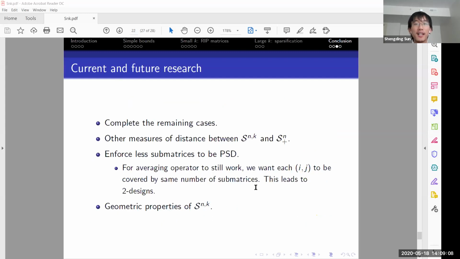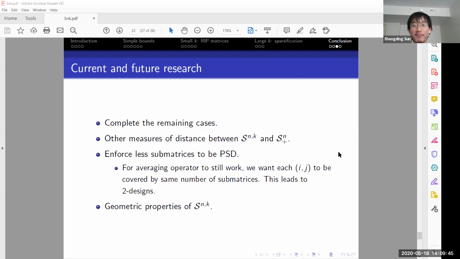So we will point out some current and future directions for research. The first thing is to figure out what will happen for the remaining cases. And also, what if we use some other measures for distance between the two cones? And maybe more interesting toward the practical sense, we probably do not want to force all n choose k principal submatrices to be positive semidefinite. So in this case, we will consider what if we force fewer submatrices to be PSD.